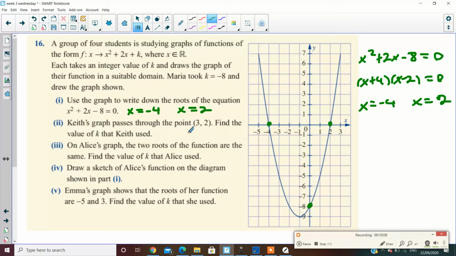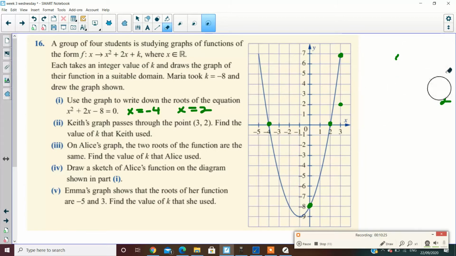Keith's graph passes through the point 3, 2. I can tell you right now, our graph does not pass through 3, 2. What does our graph pass through? 3, 7. Okay? So it passes through 3, 7. But his graph passes through 3, 2.